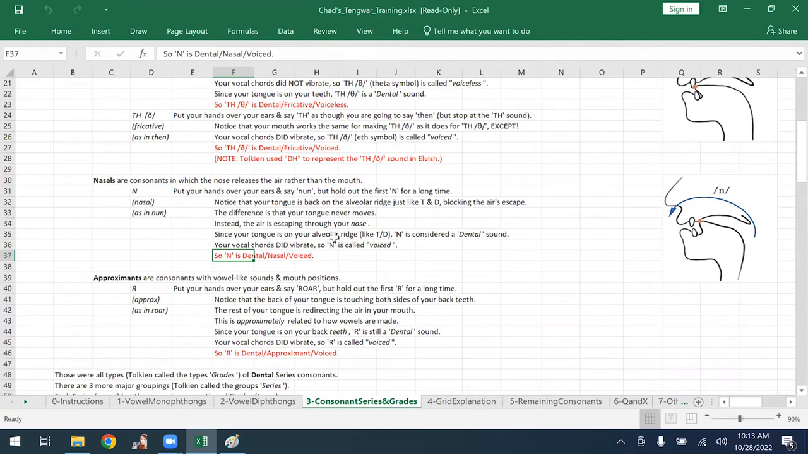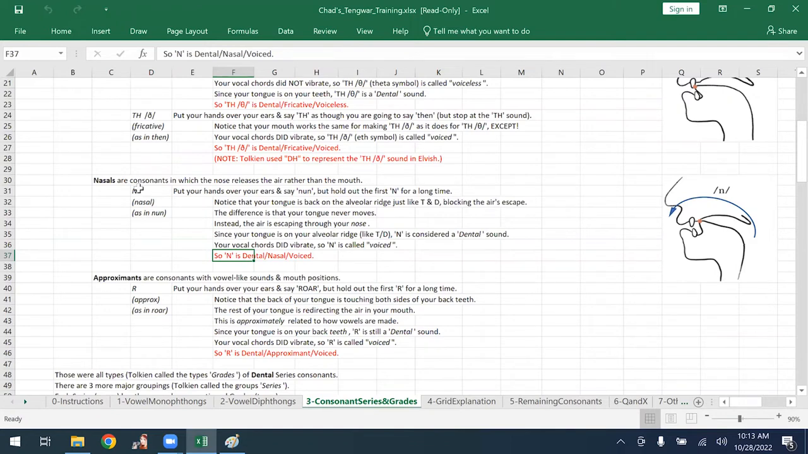So there's a nasal N, which you put your tongue in the same place as though you were going to say the T or the D, alveolar ridge, but instead of pulling your tongue away and saying tut or dud, you keep your tongue there and let the air escape your nose, and it sounds like the letter N.